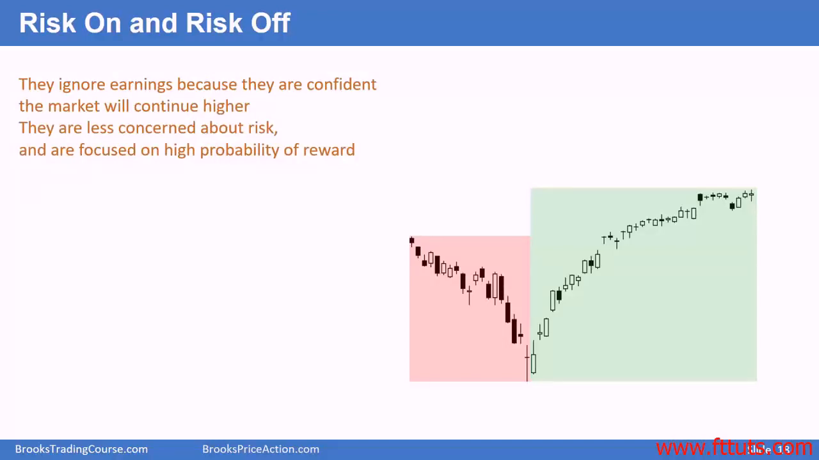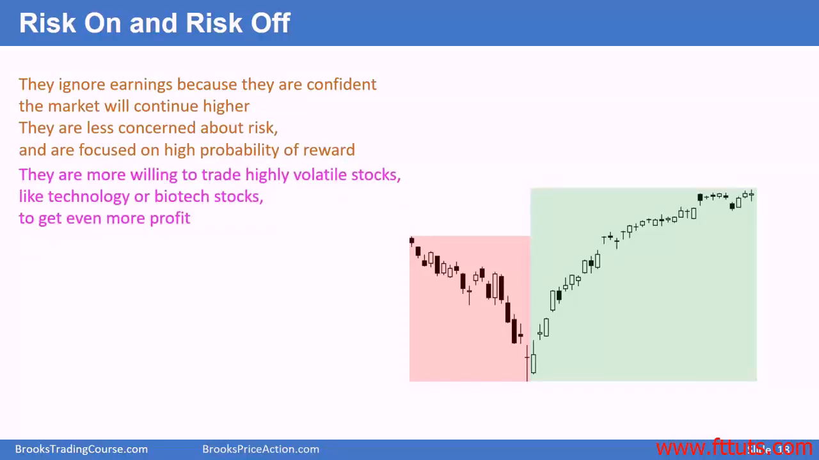They're just concerned about probability. They know that if they buy, there's a high probability of making a reward, so they're going to ignore risk. They're going to ignore earnings. They're going to ignore news. All they know is that the probability is great, and they're more willing to trade much more volatile stocks. As I said, technology, biotech stocks, because they know those stocks move more than the more conservative stocks, and they want to maximize their profit. They know this is not going to last forever, so when it's occurring, they want to be in stocks that give them the best potential for profit.